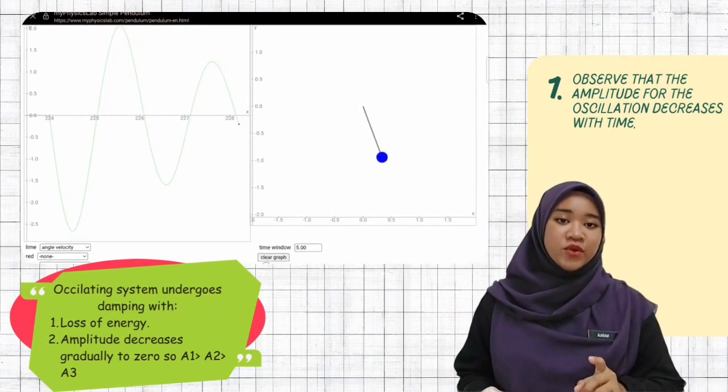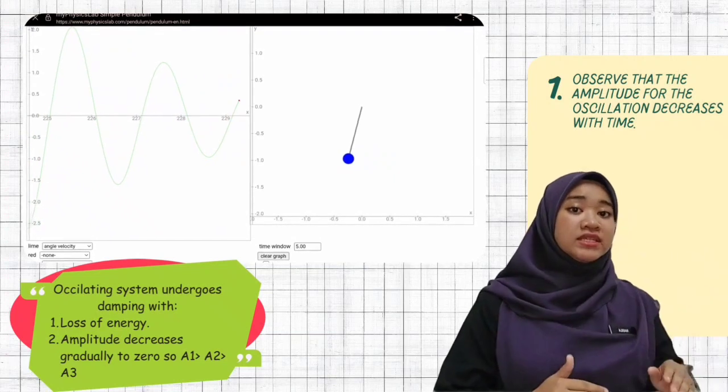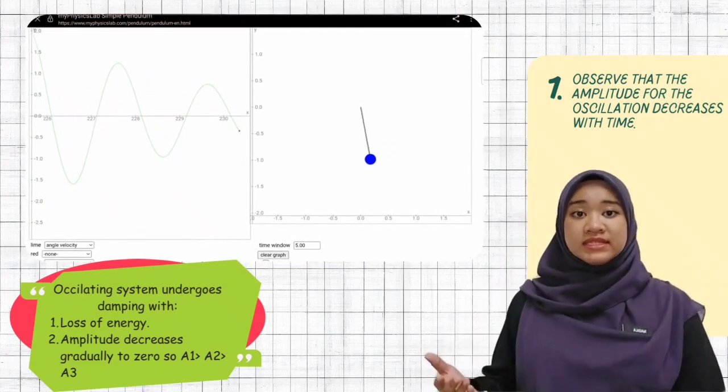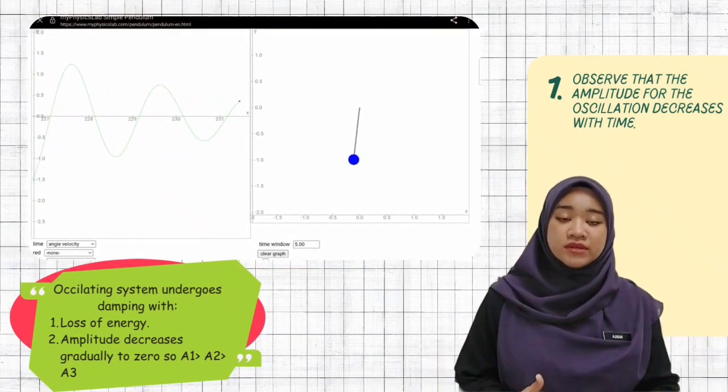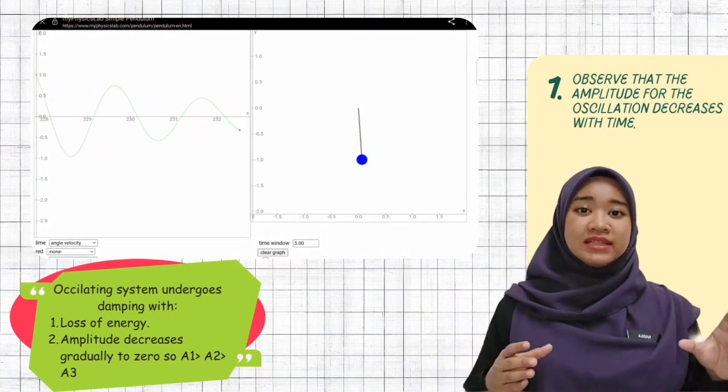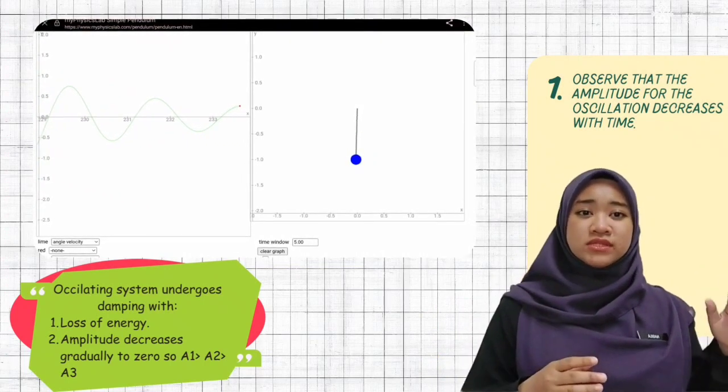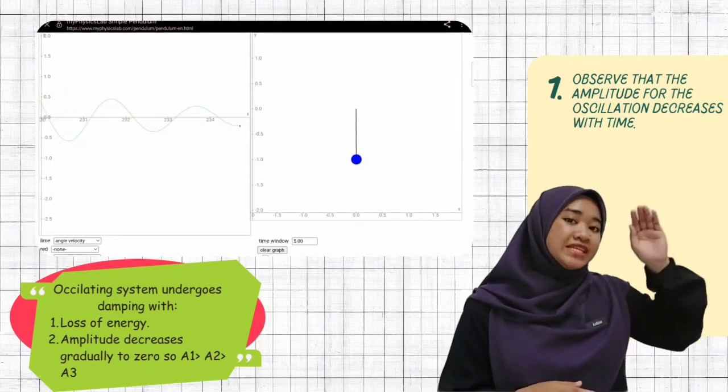Well, to make it easy to understand, damping is the reduction in amplitude in an oscillating system due to the loss of energy. And during damping, the oscillating frequency remains constant while the oscillating amplitude decreases.